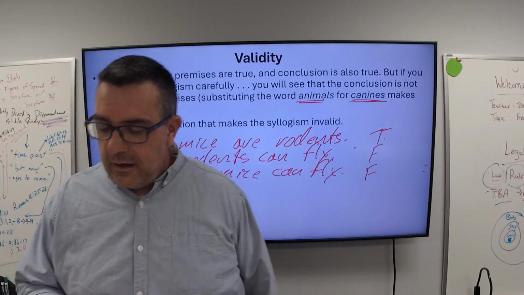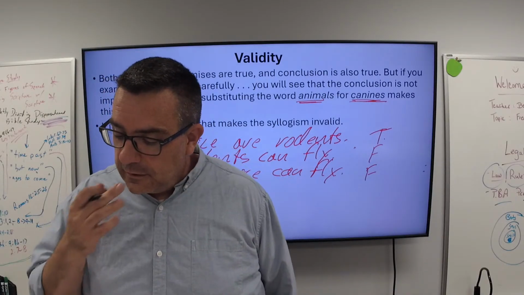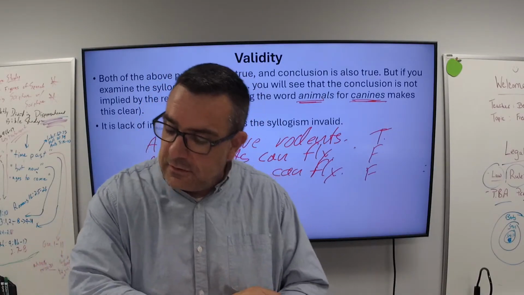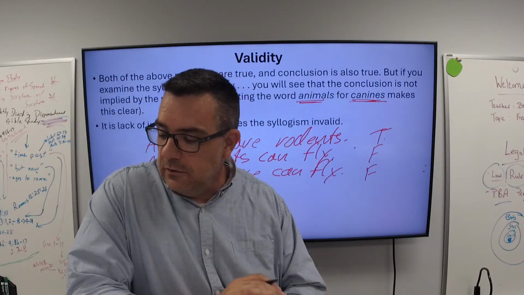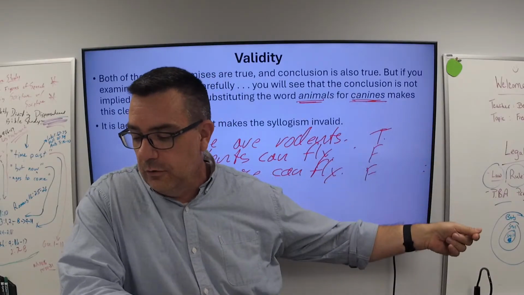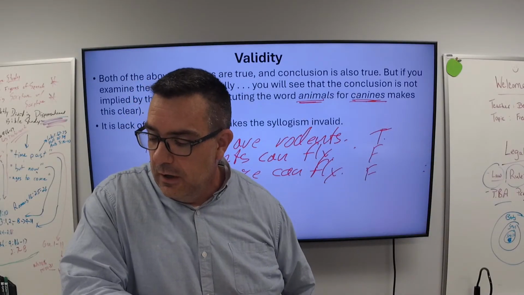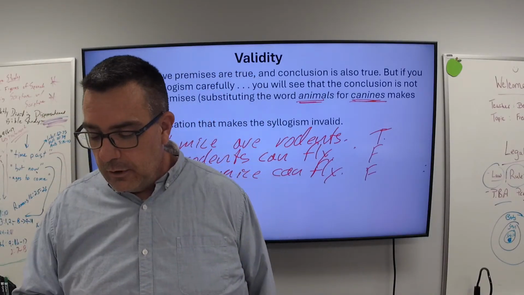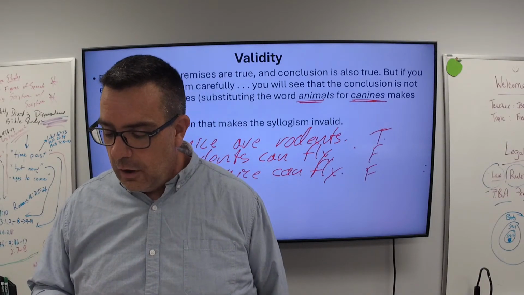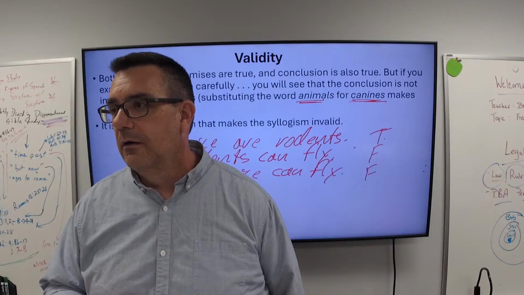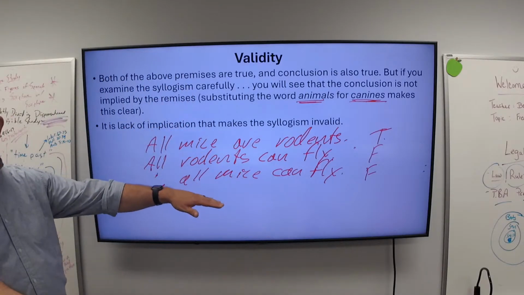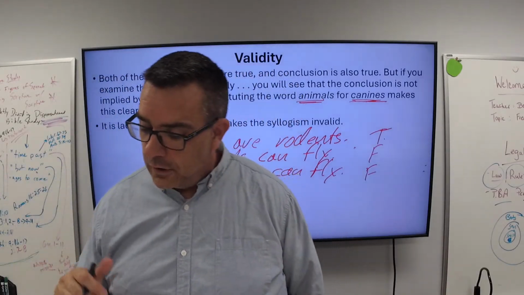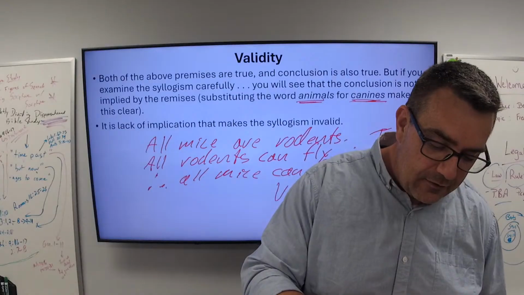But explain that the definition of a valid syllogism is not a syllogism in which the premises and the conclusion are all true, but a syllogism in which if the premises were true, the conclusion would have to be true. In other words, you would assume that all mice are rodents and all rodents can fly are true statements. Does all mice can fly have to be true as well? If you assume it, would it have to be true as well that all mice can fly? Yeah, okay.